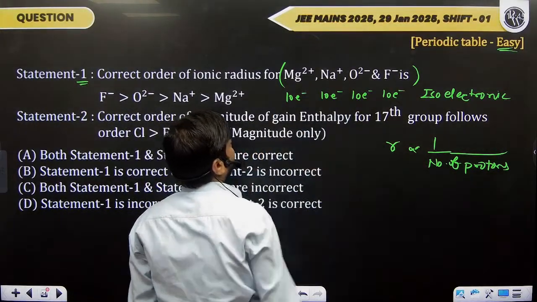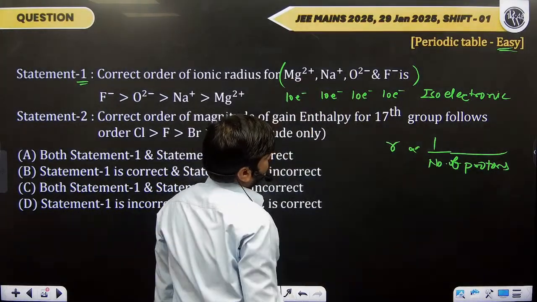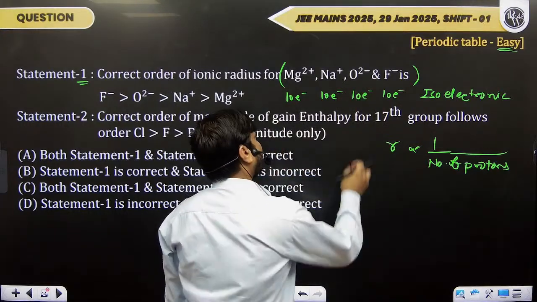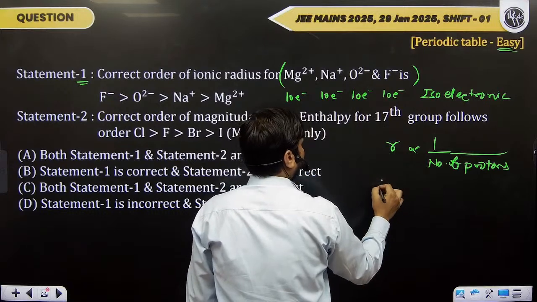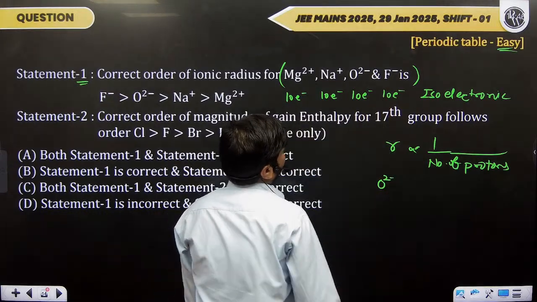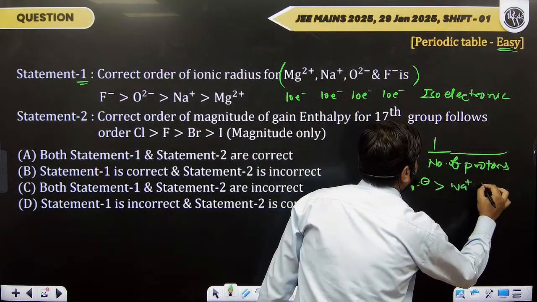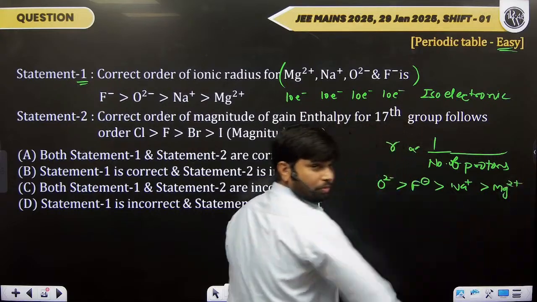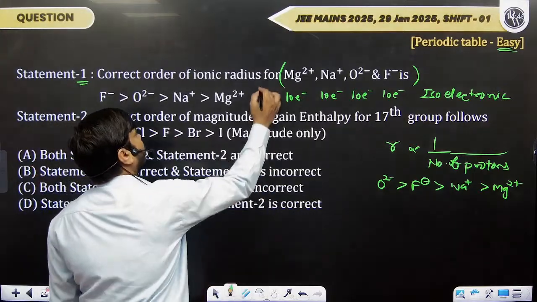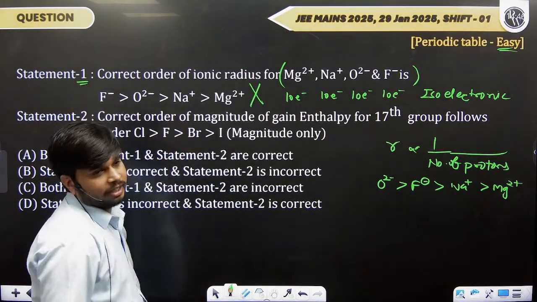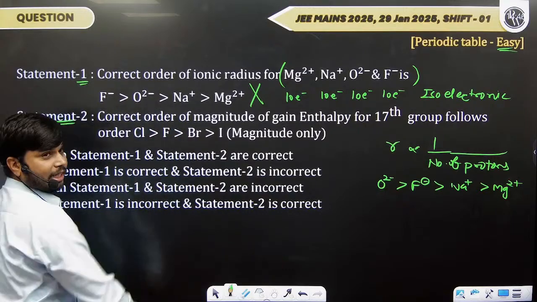So what will be the order? See, number of protons increases, ionic radius decreases. So least number of protons is in what? Oxygen. Oxygen is having 8 protons, so radius is highest for O2 minus. Then you will be having F minus, then Na plus, and then Mg plus 2. Right, this will be the order. Do you see here the same order? No, we don't see. So the answer is not statement 1. Statement 1 is incorrect.